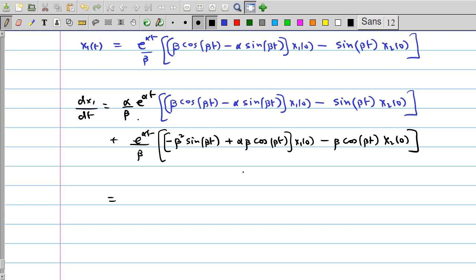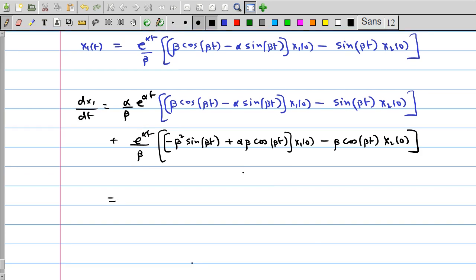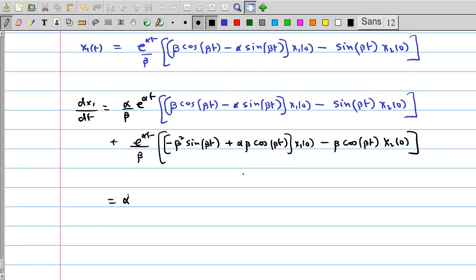Well, we want to keep it in x1 terms and x2 terms. So e to the power of alpha t is there for sure. You just take the beta inside. I'll take the beta inside and also the alpha inside. There's an alpha. Oh, right. E to the power of alpha t is there. All right. Now what are the negative alpha.